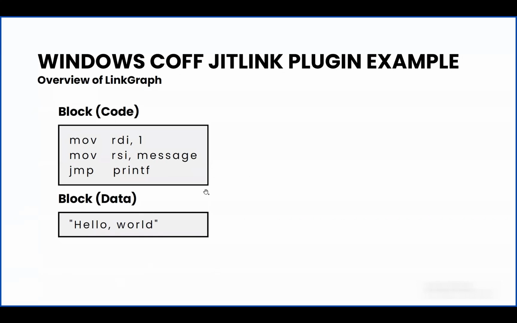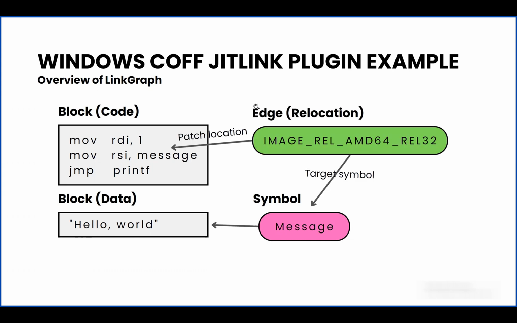Here's what's actually inside the link graph. We have a block, which is a chunk of bytes. It can be either code or data. We have a symbol that is exporting this block with some kind of name. And we have an edge that essentially asks JITLink to patch a certain portion of the instruction to point at this symbol. This is equivalent to what they call relocation in a standard traditional object file.